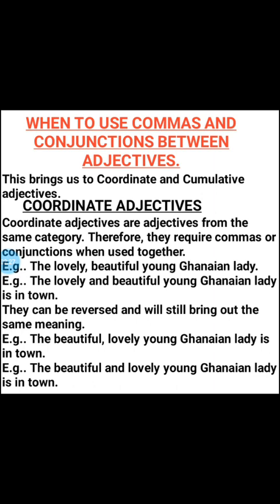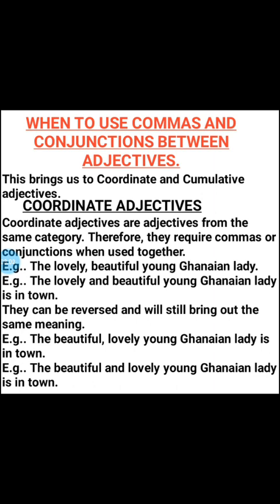What is a coordinate adjective? Coordinate adjectives are adjectives from the same category. Therefore, they require commas or conjunctions when used together. So with the same sentences we have previously talked about, we have the lovely, beautiful young Ghanaian lady, which is separated by a comma, and we have the lovely and beautiful young Ghanaian lady is in town, which is separated by a conjunction.